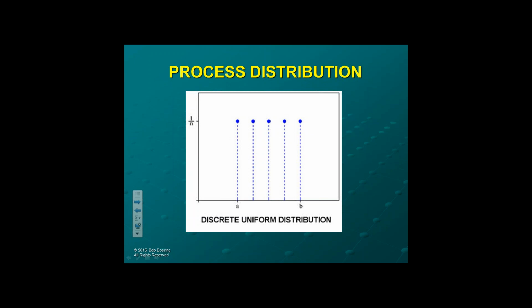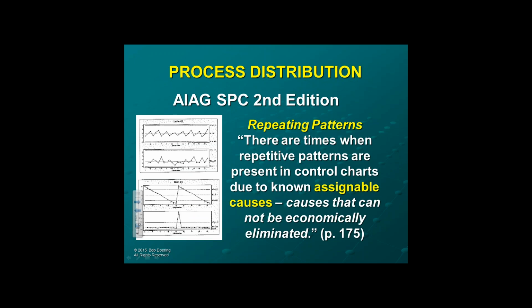Now we'll go back to AIAG in the SPC second edition, and what they've identified is repeating patterns. And the way they described it was, there are times when repetitive patterns are present in control charts due to known assignable causes. Well, it's not really an assignable cause. It's a common cause that you can give it a name, but it's not a special cause. But we'll continue. It's a cause that cannot be economically eliminated. That's right. You can't eliminate tool wear economically.